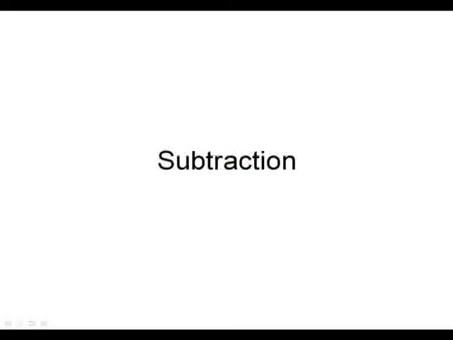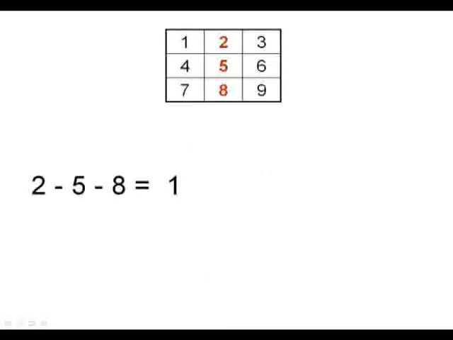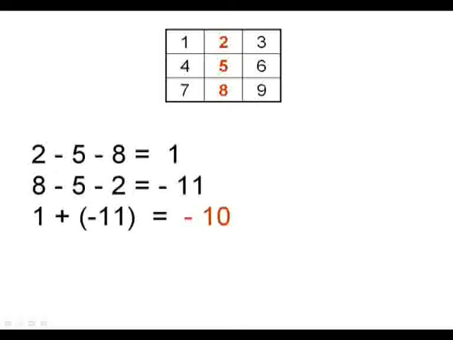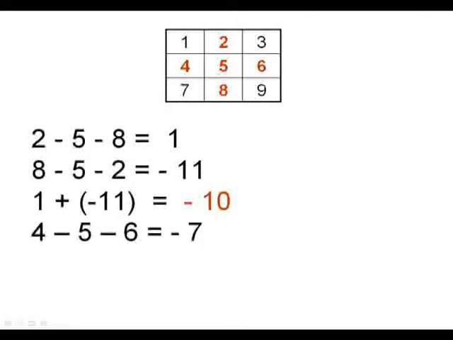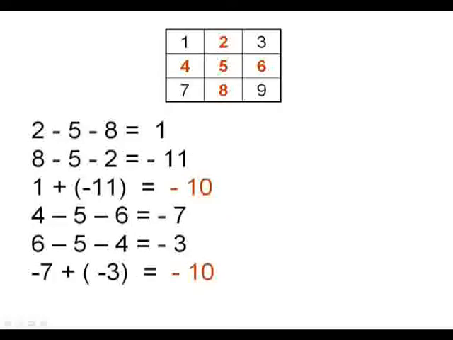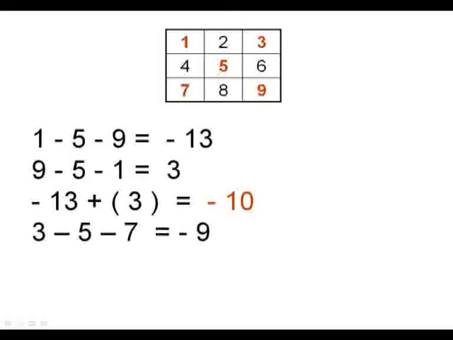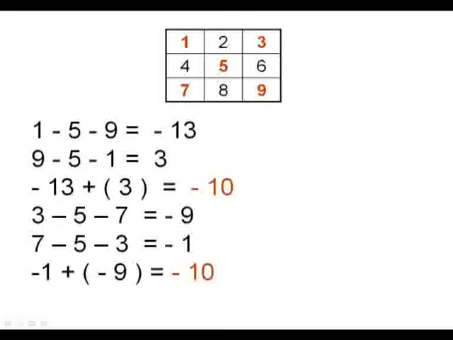Subtraction. The remainder is as follows. We subtract the terms of the vertical, and it gives us a result. We proceed similarly with its inverse, and we get another result. These two results joined give us minus 10. In the horizontal we proceed in the same way, and it gives us minus 10. The diagonal gives us minus 10. And the last diagonal also gives us minus 10.